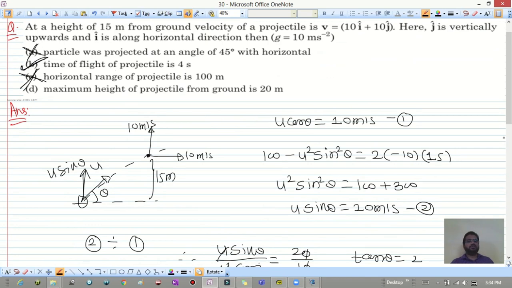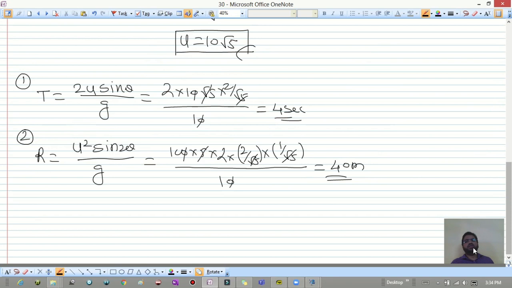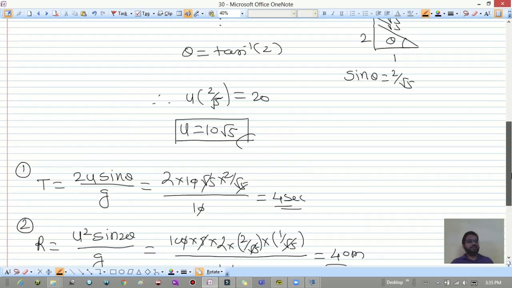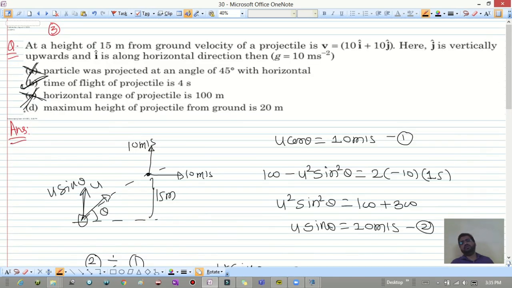Maximum height of projectile from the ground is 20 meter. Okay. So we know that R tan theta is equal to 4H, right? The relation between the range and maximum height. So maximum height we have is R is 40, tan theta is 2, divided by 4, and if you just calculate this, you will get 20 meter. Indicates maximum height we have is 20 meter, and they gave 20 meter. That indicates possible options for this question are A and B. So I hope this is clear now.